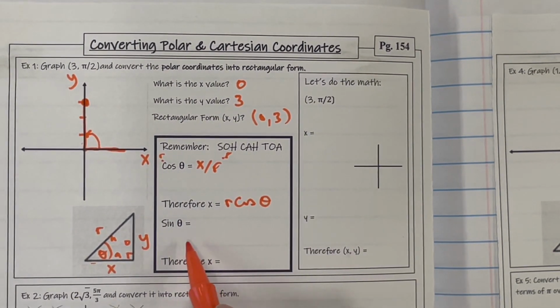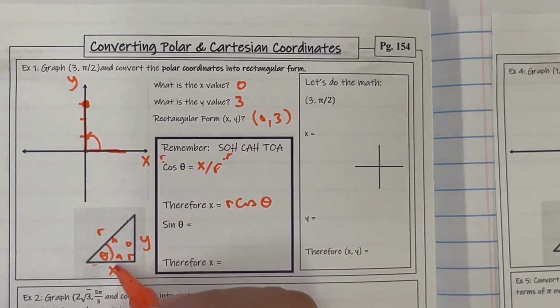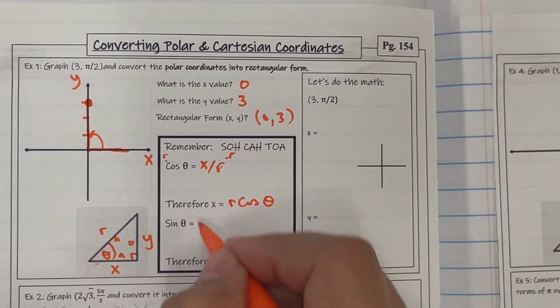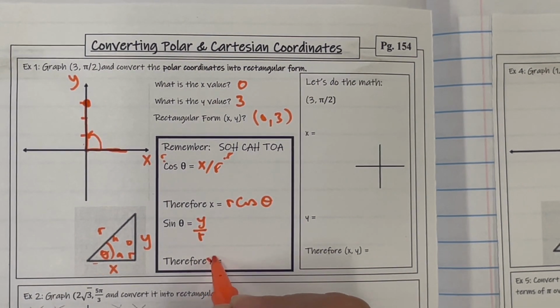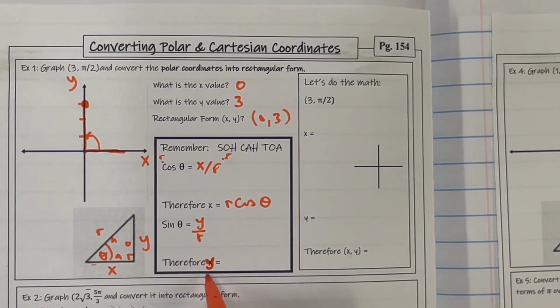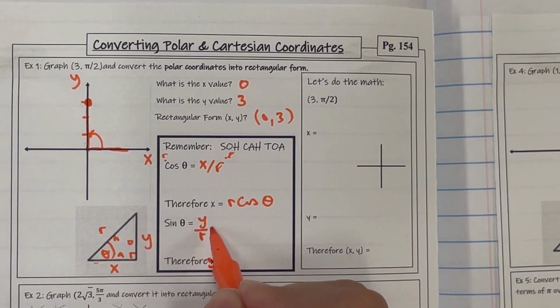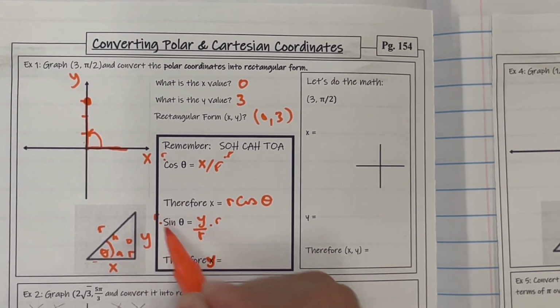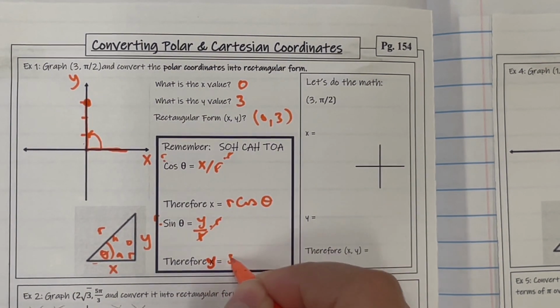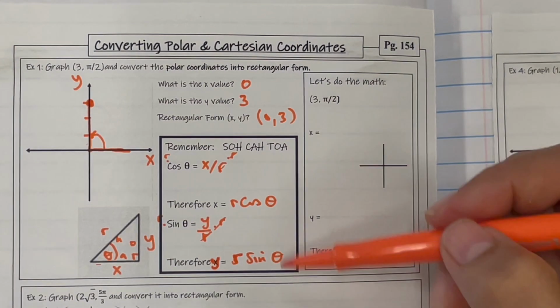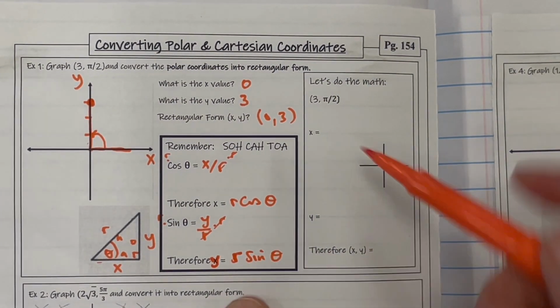I'm going to do the same thing for sine. So sine is o over h, o is y, h is r, so y over r. And again, they want us to write y equals this time, not x, so please correct that. Y equals, so we need to get rid of the r on that side, multiplying both sides by r, this cross out, y equals r sine of theta. All right, and these formulas we are going to use. So let's do the math.